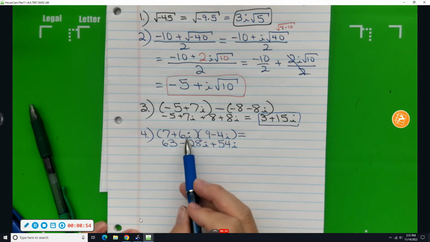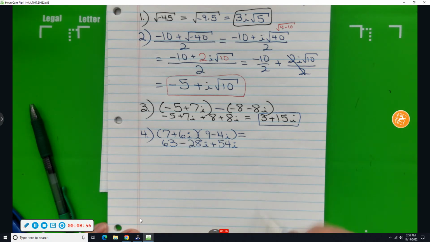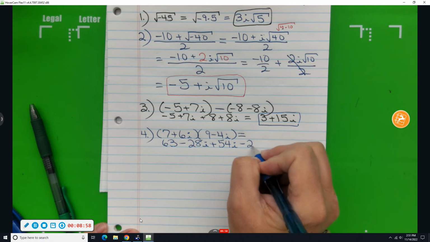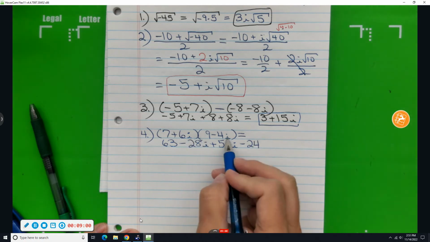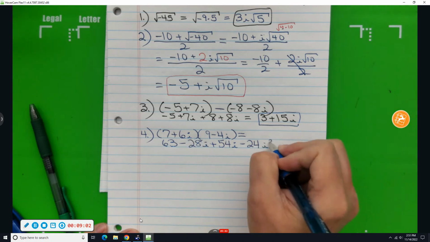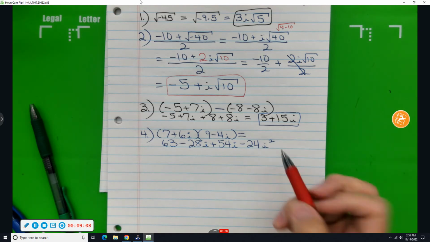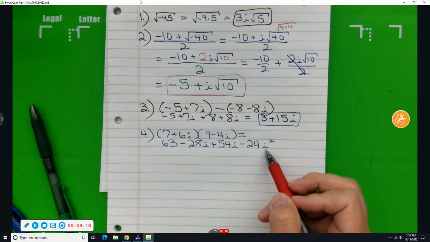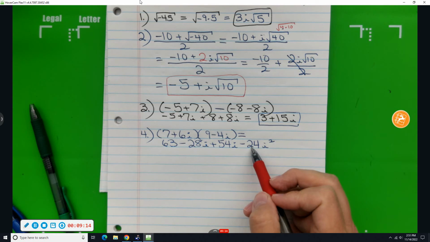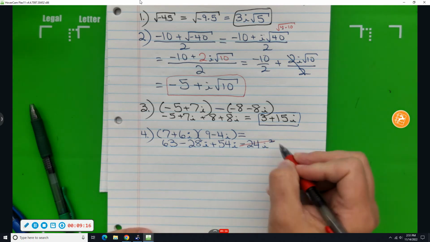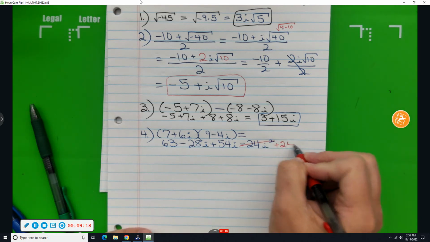Last times last. +6 times -4 is a -24. But i times i becomes i squared. What's that last term going to change to? i squared is equal to -1, times a -24. So this last term is actually a +24.